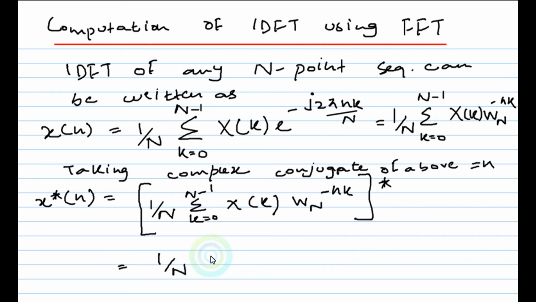Okay. So this will be equivalent to 1 by N, which is a constant, so I can write it outside: 1 by N summation k running from 0 to N minus 1, so this becomes X conjugate of k. So the conjugate of W_N to the minus nk: W_N is basically a complex term, so we are taking the complex conjugate. This is basically e raised to the power minus j 2 pi by N, so I can write e raised to the power plus j 2 pi by N. So this becomes W_N to the power plus nk. I can write W_N nk. Fine. So I'll scroll down.